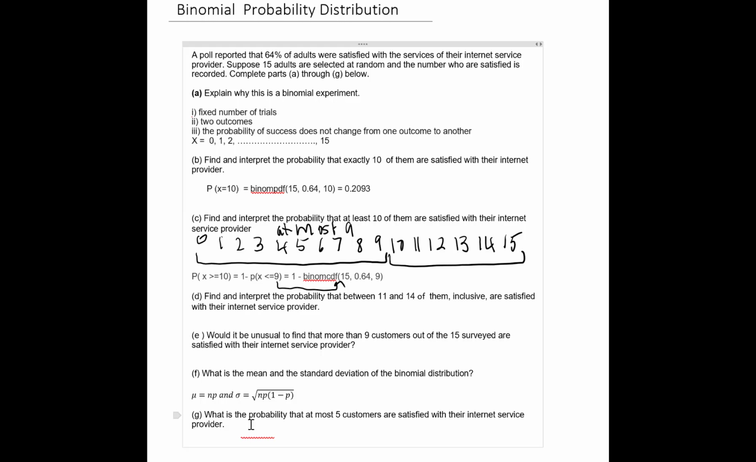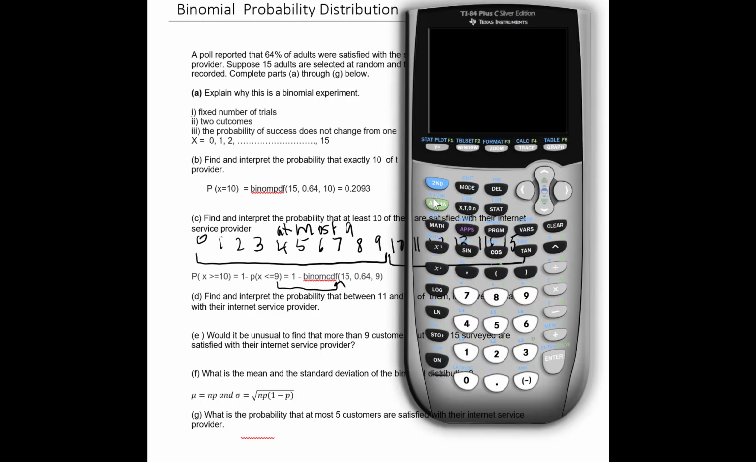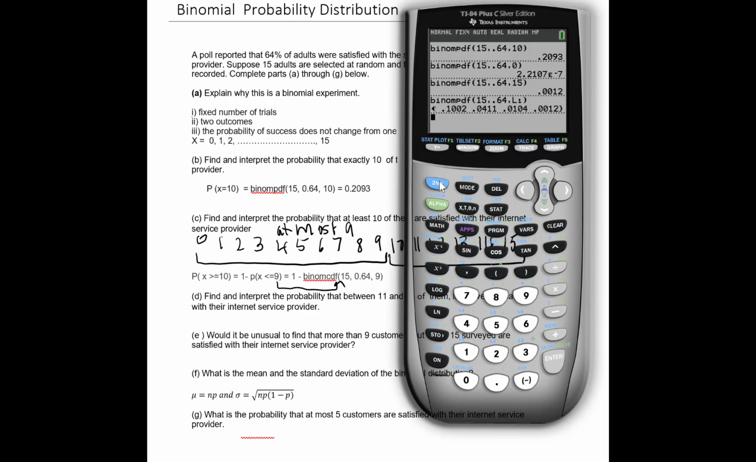Let me show you on the calculator how we can do that. I'm going to bring the calculator up. Okay. Second, variable, distribute. And we're going to go to binomial CDF. Trials is how many? 15. Those don't change, never. 0.64 is the probability of success. And the x value is 9. So what the calculator is going to give me now is the probability of x equal 9, 8, 7, 6, 5, 4, 3, 2, 1, 0. And then paste.